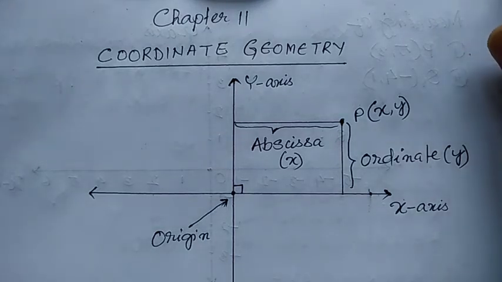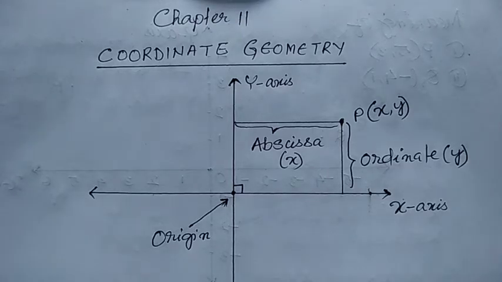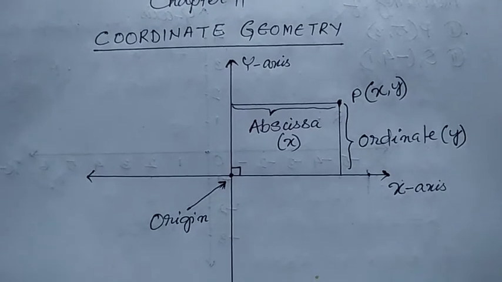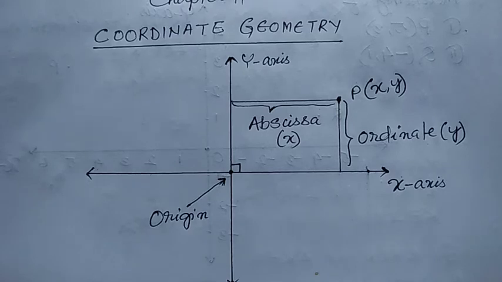Actually, this is the continuation of class 9 coordinate geometry, but I'm sure you did not learn about this chapter in class 9. Anyway, I will tell you some of the basic parts of this chapter. This chapter is all about a coordinate plane.